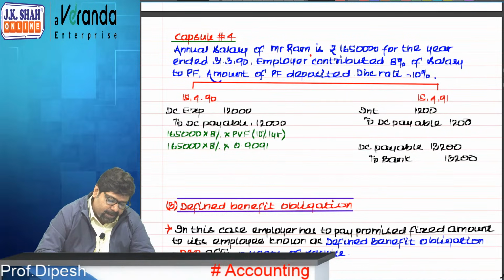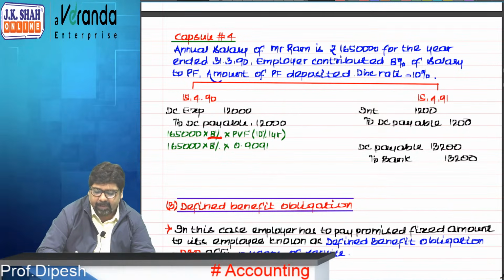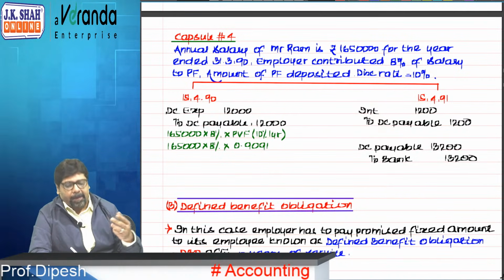annual salary of Mr. Ram is 1,65,000 for the year ended 31st of March. Employer contributed 8% of the salary to PF. The amount of PF deposited, discounting rate is how much? 10%. Annual salary of Mr. Ram is how much? 1,65,000. Employer contributed 8% of the salary. So 1,65,000's 8% I am supposed to contribute.